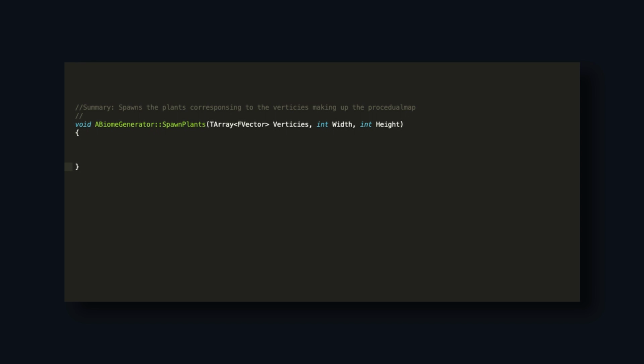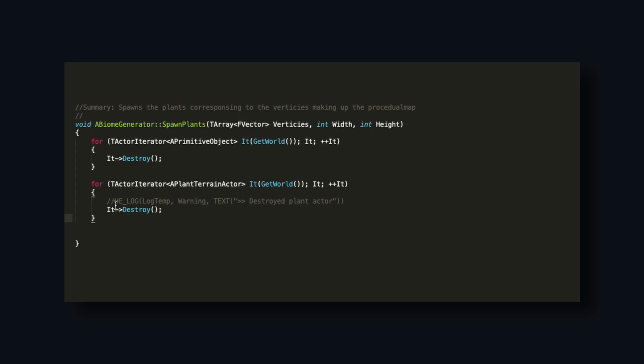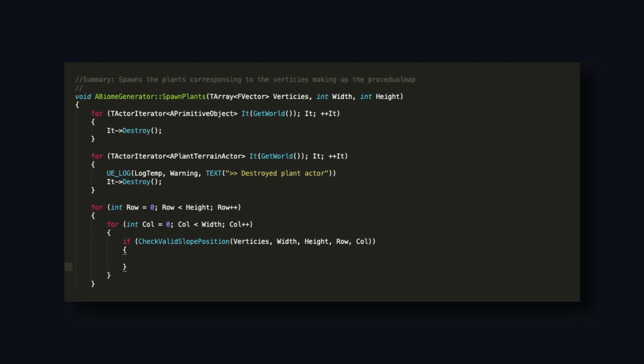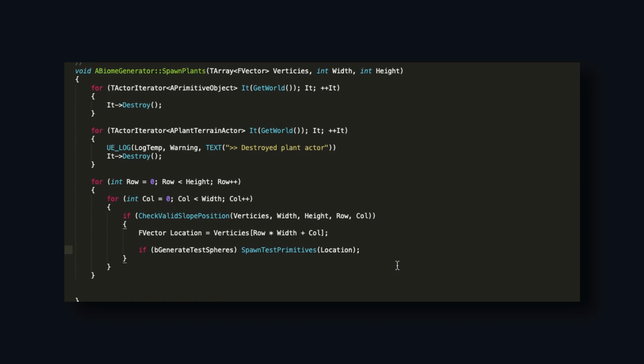So next we create our spawnPlant function which firstly iterates over the instances of our primitive object and destroys them from the scene. After destroying the instances, we then iterate over both rows and columns using a for loop. In this loop, it runs an if statement to run the checkValidSlope function, which returns a bool. And once done, we store the vertex position from the vertices argument, and if enabled, we run the function spawnTestPrimitives. But there are two things that we must check over beforehand.